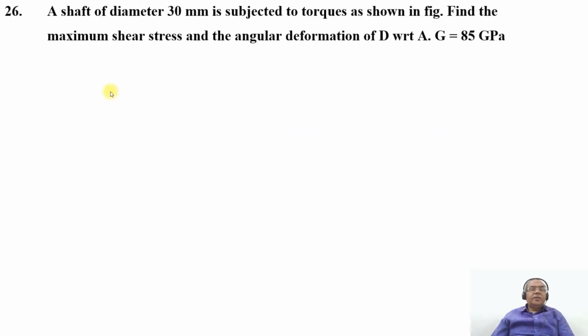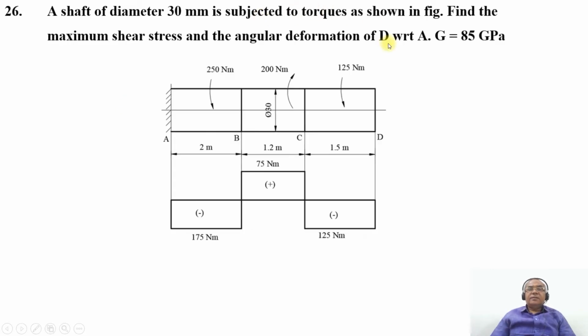Now in this video, we're going to take up one more problem on the shaft. The problem reads as problem number 26. A shaft of diameter 30 mm is subjected to torques as shown in the figure. Find the maximum shear stress and the angular deformation of D with respect to A. G will be equal to 85 GPa.